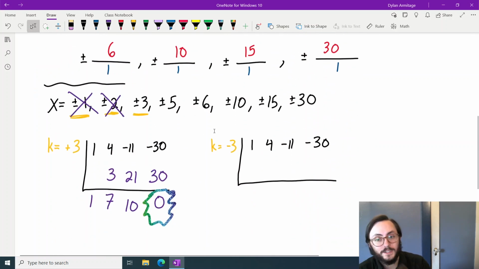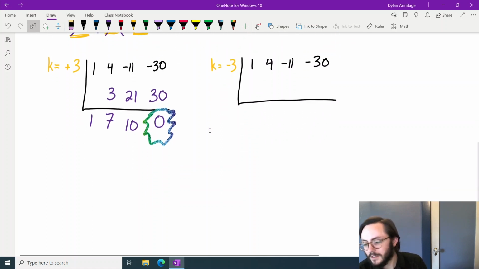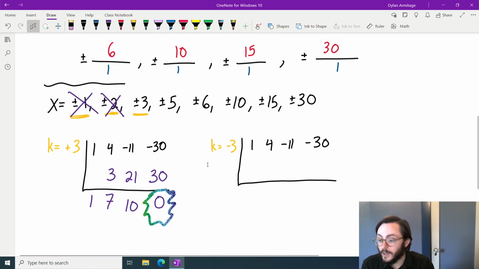Now, we could test the rest of these, but I don't like to. You could, feel free, just test negative 3 and then test positive 5, negative 5, positive 6, negative 6, positive 10, negative 10, positive 15, negative 15, positive 30, negative 30, if you don't get all 3 solutions before then.